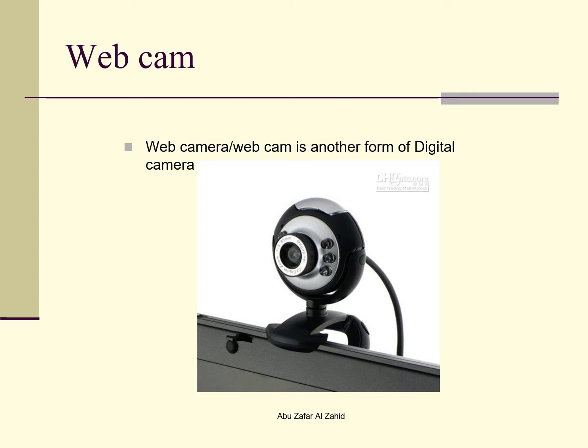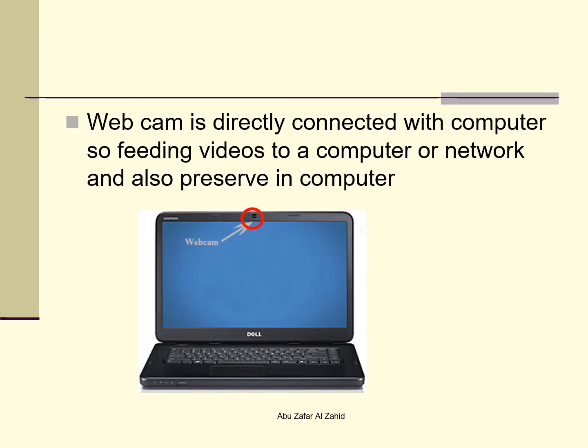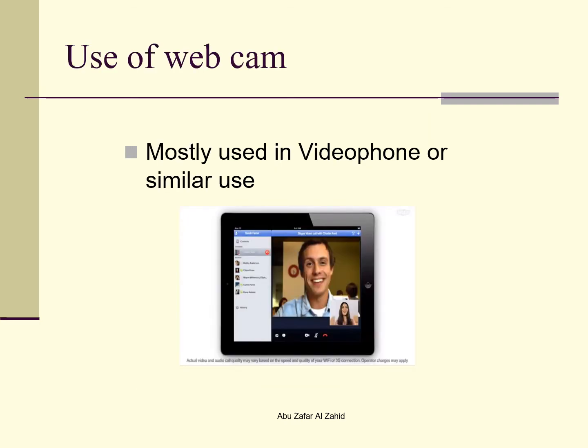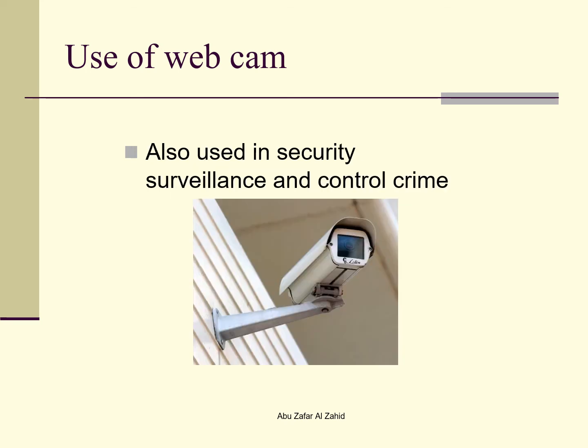Web camera is another form of digital camera where video is recorded. Web camera is directly connected with computer, so videos to a computer or network are also preserved in our computer. It automatically preserves the recording in our computer. Here is the use of web camera. Web camera is mostly used in video phone or similar use. When we use video calling service, then we use the web camera. It is also used in security surveillance in order to control crime.